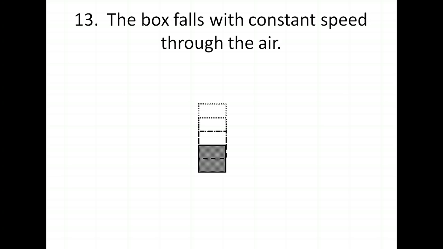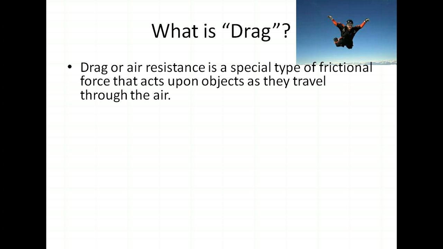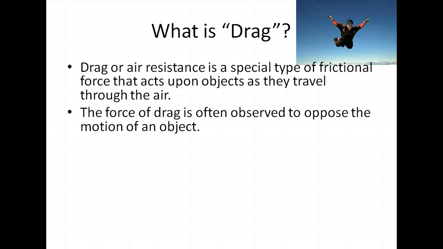In the other case, though, we have a box coming down. Now, if you've ever thrown a box down versus a ball, you'll notice the box moves a little slower. So we've got the weight going down, but then we have drag in the opposite direction. So what is that? Drag is air resistance, a special type of frictional force that acts upon objects as they travel through the air.